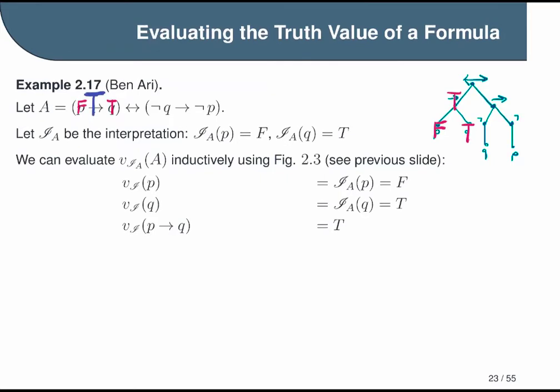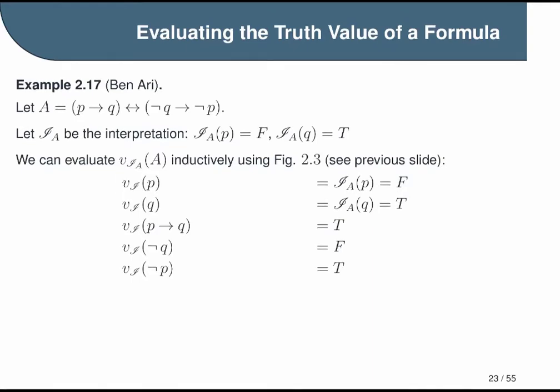Moving on, of course, we are unable to evaluate whether the whole statement is true or false until we evaluate its right child also. So again, we start at the bottom. And since we've assigned the value of true to q and false to p, it's clearly the case that not q is false and not p is true. So now we move up again to evaluate the implication, and again we have false implies true. So the antecedent is false, and therefore the whole implication is true.